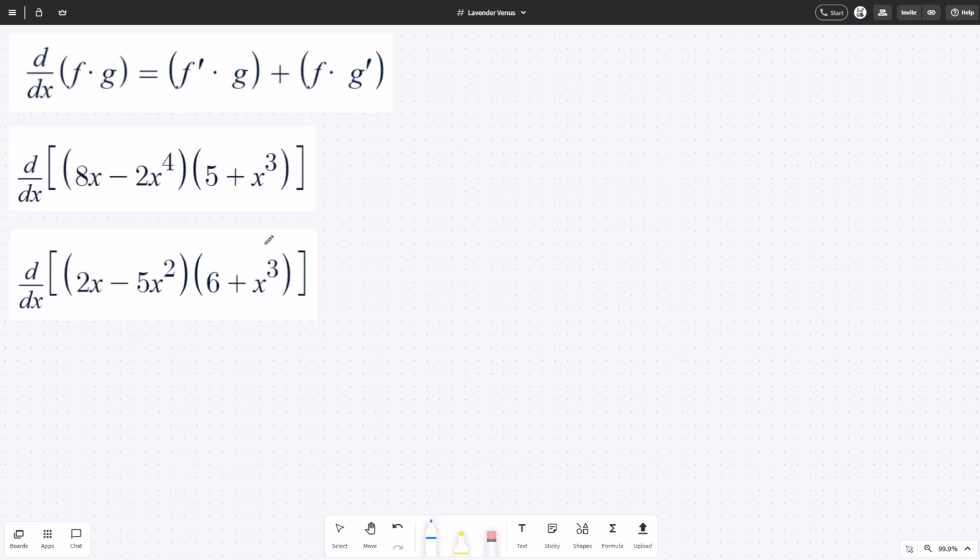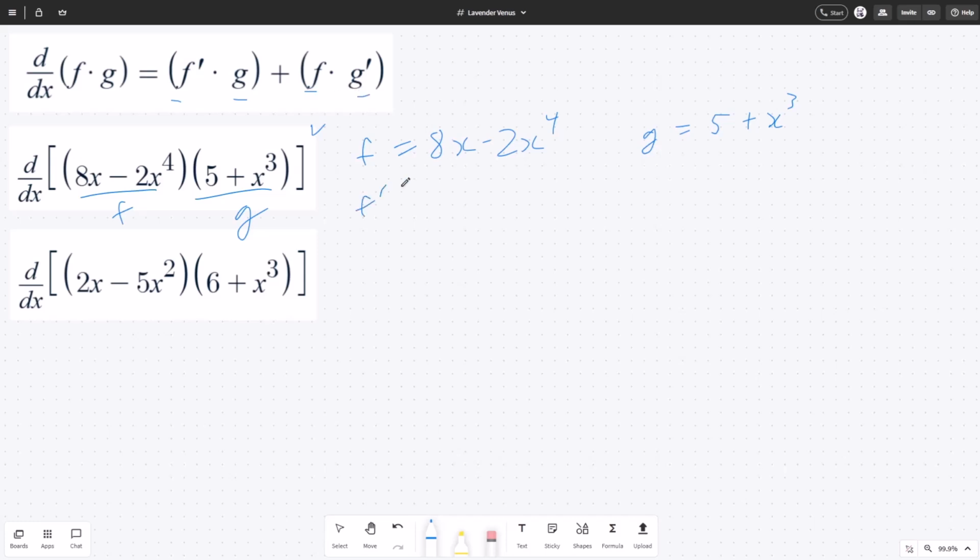We have two examples, and I'm going to do the first one here: the derivative of (8x minus 2x^4) times (5 plus x^3). This is going to be our first function. We have f and g: f will be 8x minus 2x^4, and g will be 5 plus x^3, or x cubed. Now we have to get f prime and g prime.